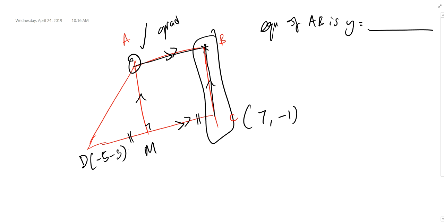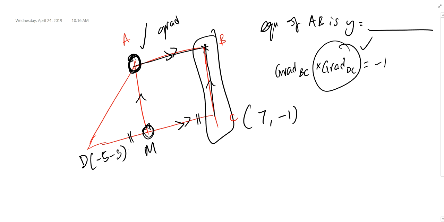the gradient of AM. Do you have the gradient of AM? You can find the gradient of AM, right? Using this coordinate, and do you have M? Yeah. Using these 2 coordinates, we can find a gradient. That is one way. The other way is gradient BC times gradient DC equals to -1. This one you already know. So with 1 point C given and the gradient, you can find the equation. Alright? And with that, we can solve that simultaneously and find the coordinates of B.